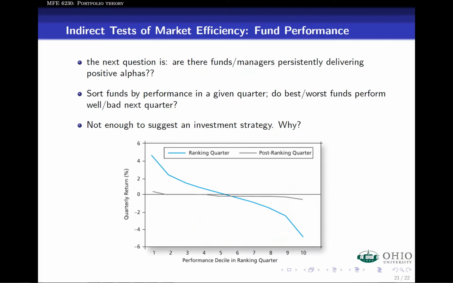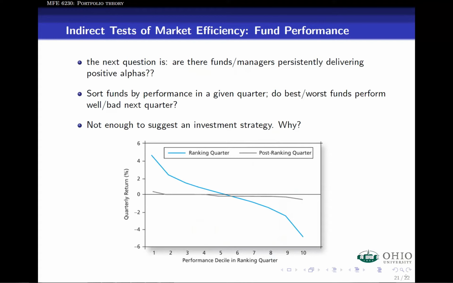Now that we saw what happens on average with fund managers or the fund performance, the next question is, are there funds or managers that persistently beat the market in the risk factors? Okay. Are there certain managers that can persistently deliver positive alpha? So in order to find that, we take a certain quarter and sort the funds from the largest alpha to the smallest alpha. And then we're going to look at the performance of those very funds next quarter, right? And then we're going to match the alphas this quarter and next quarter.